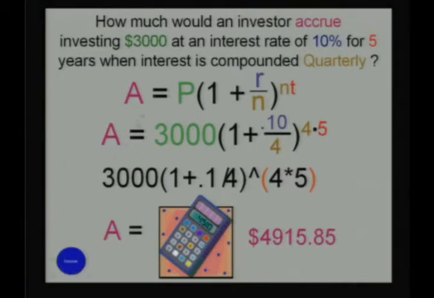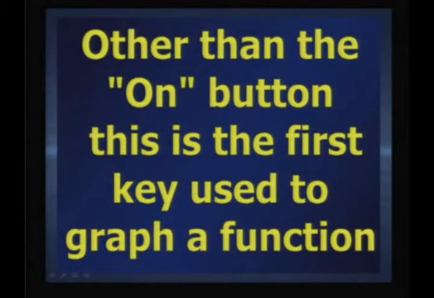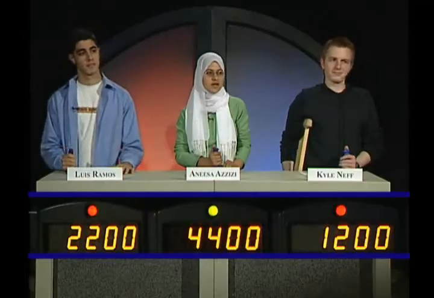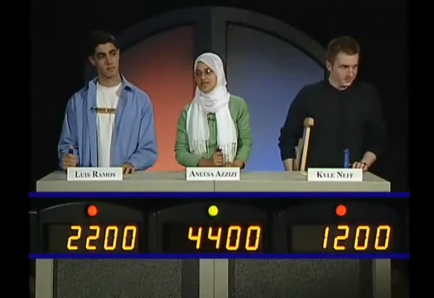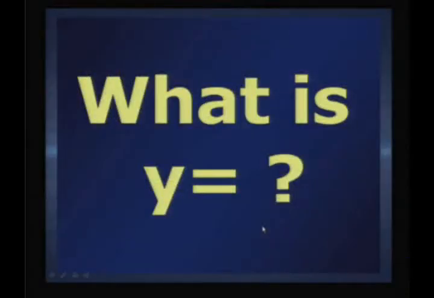Okay, Aneesa. She likes anything with money. It's up to you. I'll take 200 for calculator operations. Calculator operations. 400. No, we already had 200, I'm sorry. The answer is, other than the on button, this is the first key used to graph a function. It's Aneesa. What is y equals? Very good.